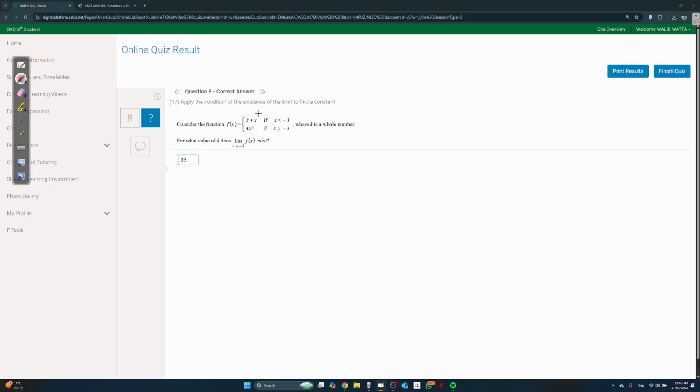Consider the function f of x. You have k plus x for x less than -3, and 4x squared if x is greater than or equal to -3, where k is a whole number. For what value of k does the limit as x approaches -3 exist? Remember, when you have a piecewise function, they put x equals -3. That's the limit they want.